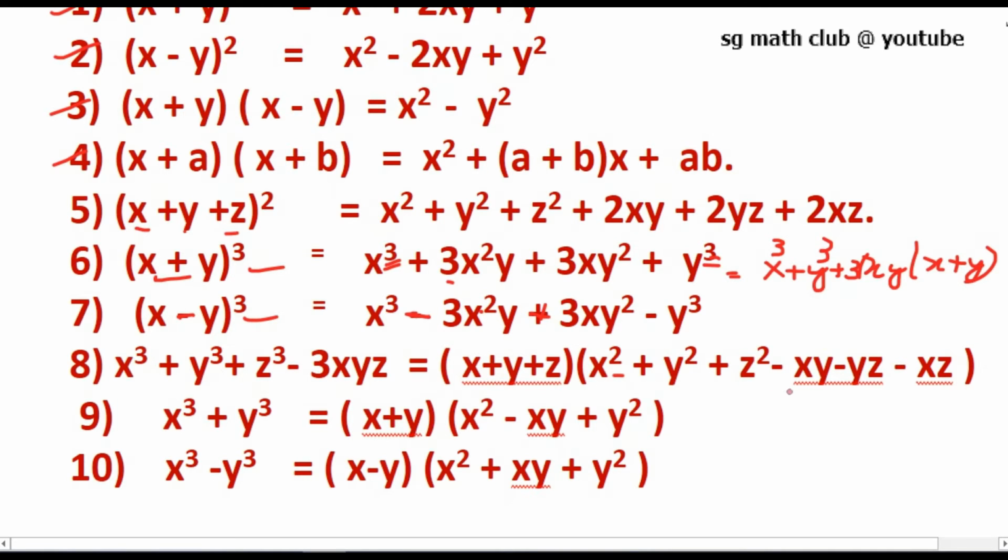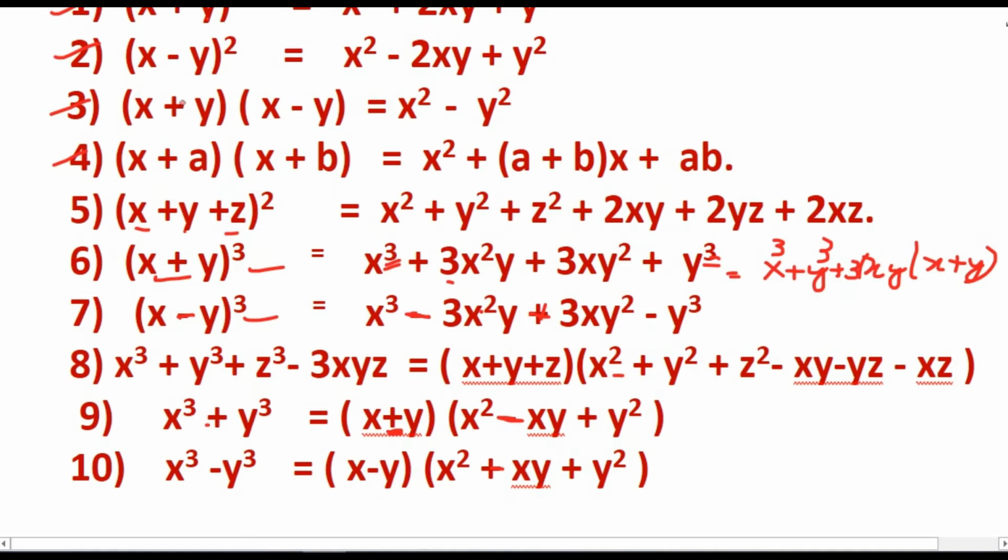This is a little bit lengthy one. The next one, x cube plus y cube is equal to x plus y into x square minus xy plus y square. If it is plus, here you have to put plus sign, but here it is minus, x square minus xy plus y square. And the last one is x cube minus y cube is x minus y into x square plus xy plus y square. It is minus first, and here it will be plus sign.